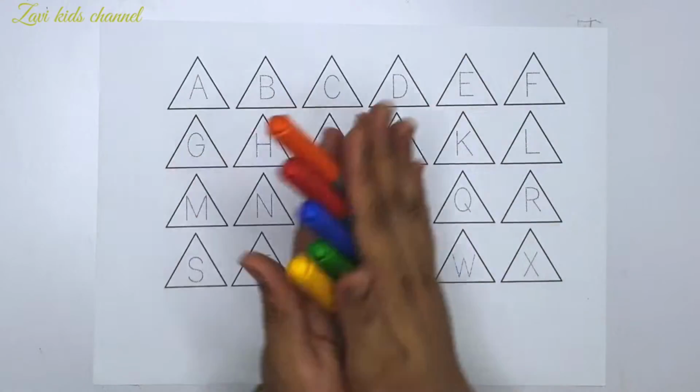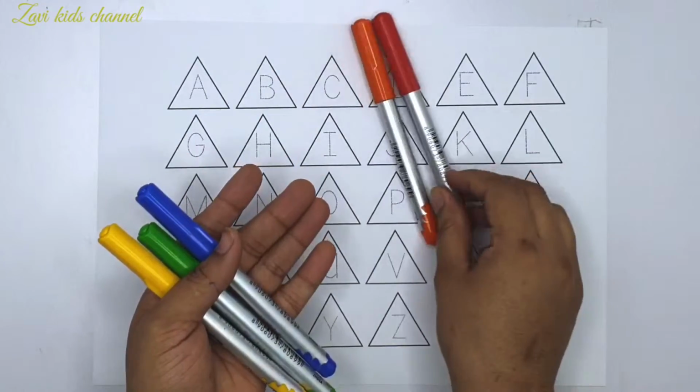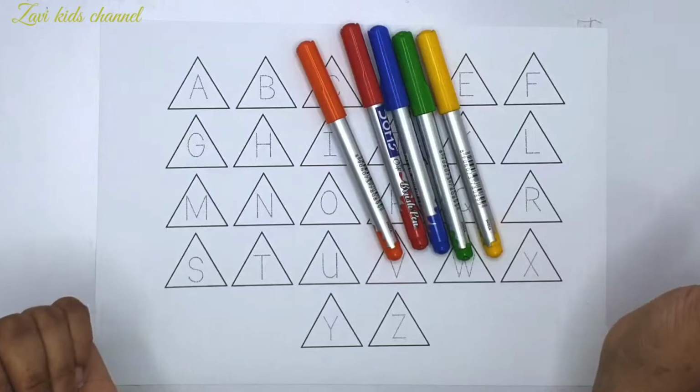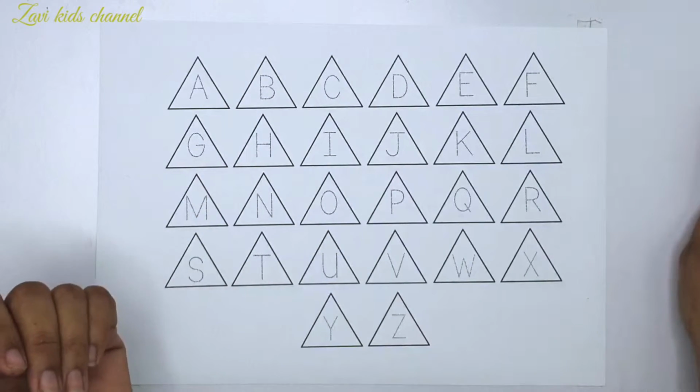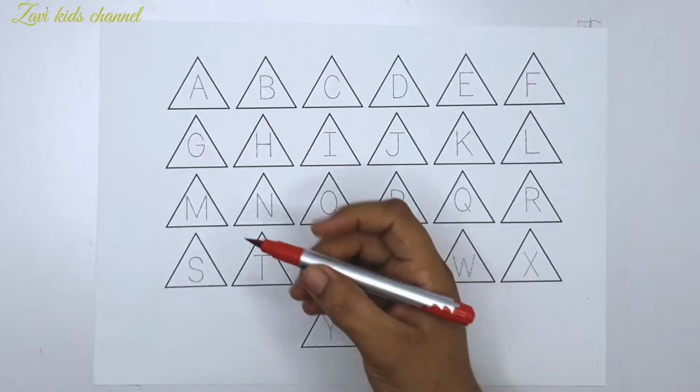Hello kids. Here we have some colors. Orange color, red color, blue color, green color and yellow color. Now you can see some alphabets over here. Now let's start it. We will fill the alphabets from these colors. Red color.